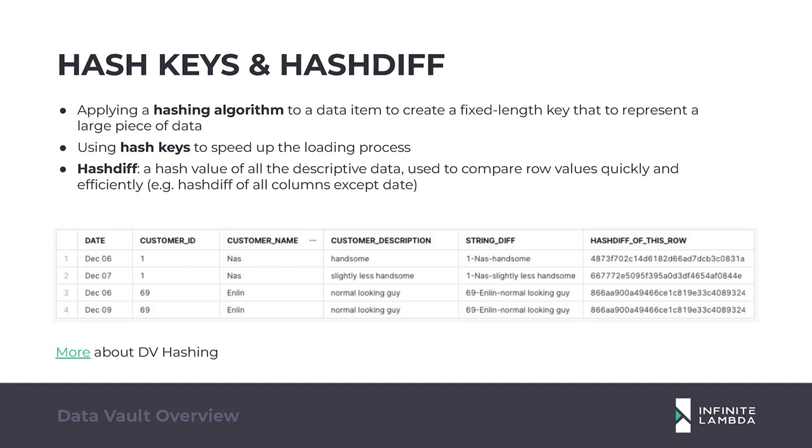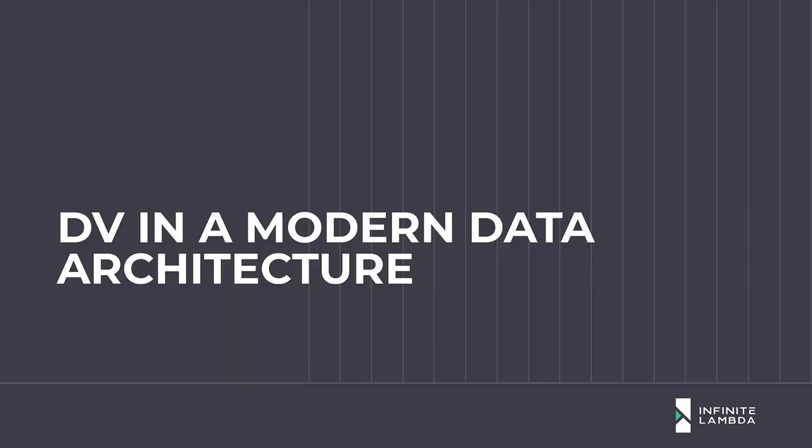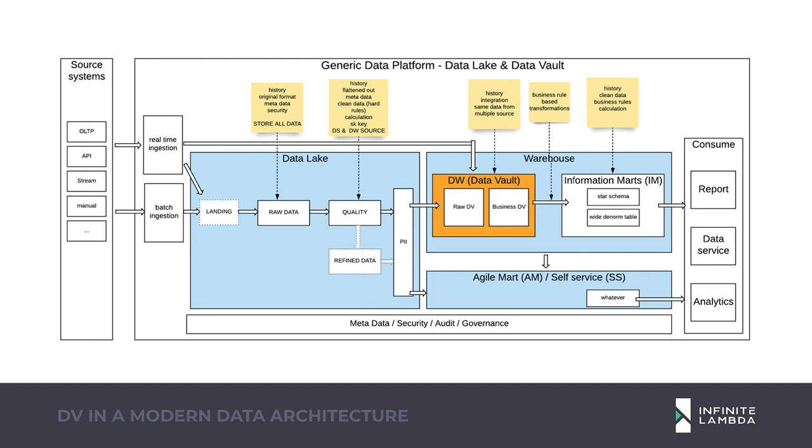Okay, good one. So on to the important question: where is Data Vault standing in our modern data architecture? This is a generic data platform. Let's go over it very slowly, right? The left side is the source data system, the raw data, the people just filling in your data. It can be OLTP, API, stream, manual, some guy just doing random calculations on an Excel sheet or something like that.